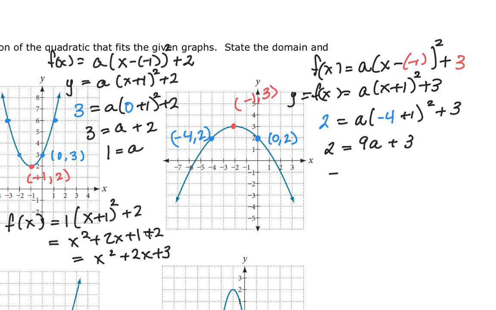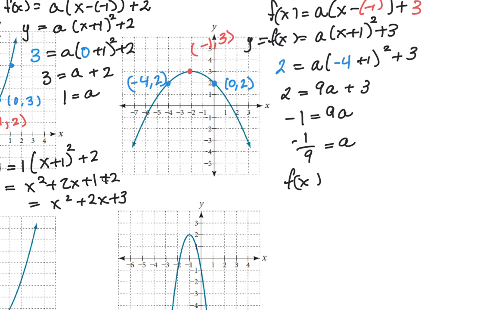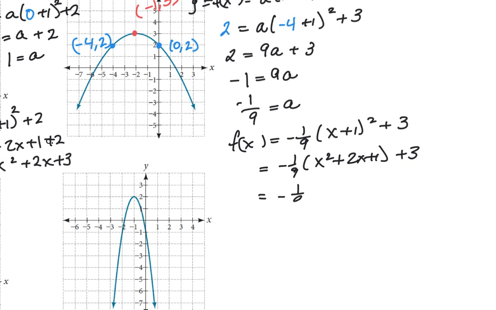Subtract 3 from both sides, so I get -1 is equal to 9a. So -1/9 is equal to a. So my function f of x is equal to -1/9 times (x plus 1) quantity squared, plus 3. And then if I were to expand this out, I have -1/9 times (x squared plus 2x plus 1) plus 3. So I end up with negative 1/9 x squared minus 2/9 x minus 1/9 plus 3.